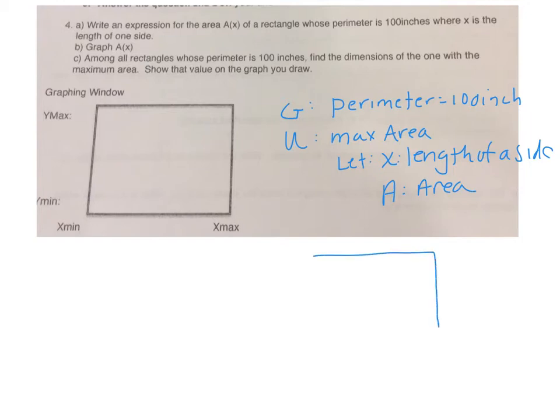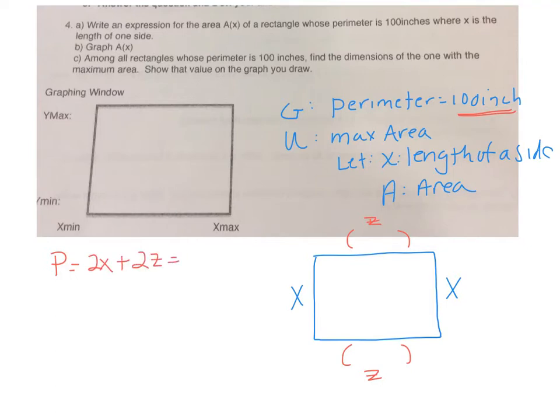So we have a rectangle, and we know that one side is x. Since it's a rectangle, the opposite side is x. Now we know that the perimeter is 100. And so from this 100-inch perimeter information, we need to come up with an expression for the other two sides. So if you think about it, the perimeter is equal to the sum of the sides. So we'll just call these z for right now, the other side. We're not going to need that in a minute. So we have 2x plus 2z is going to equal 100.